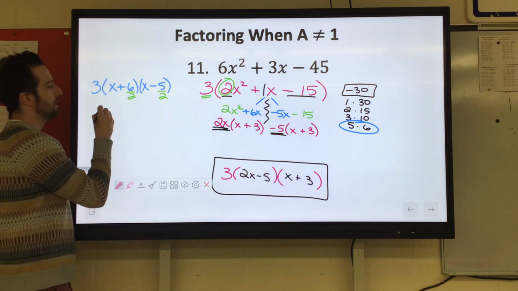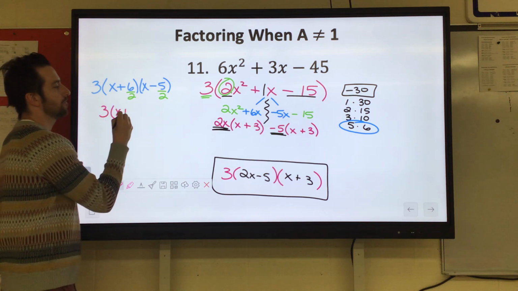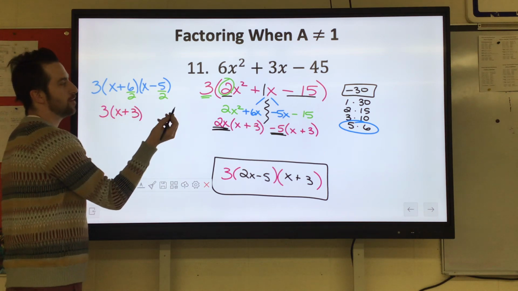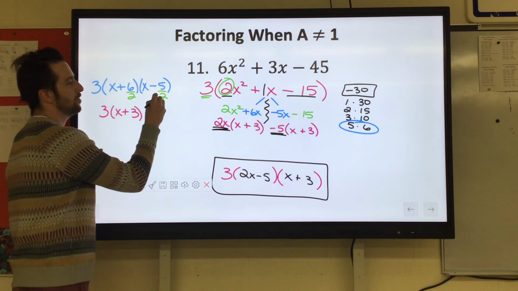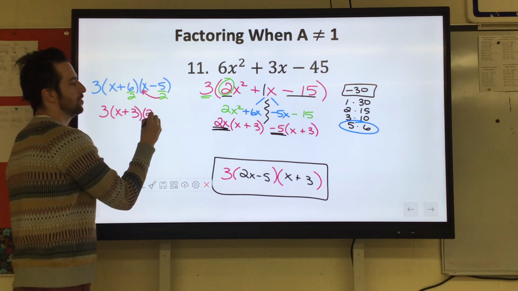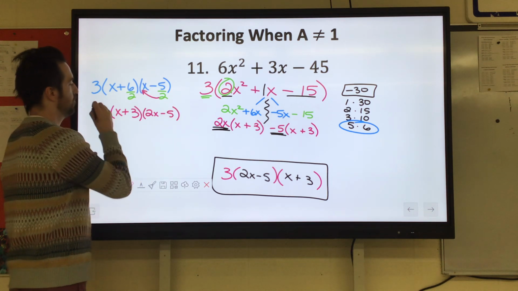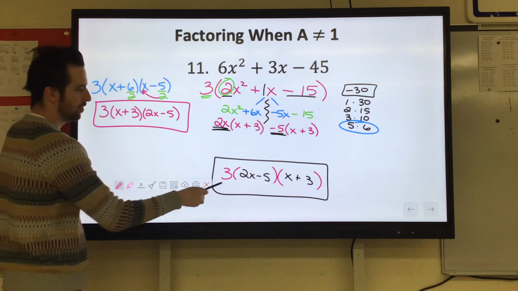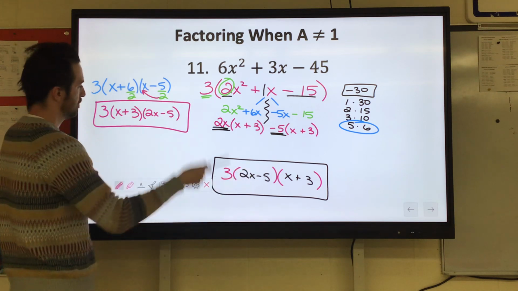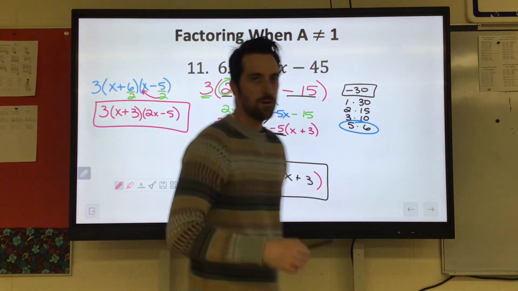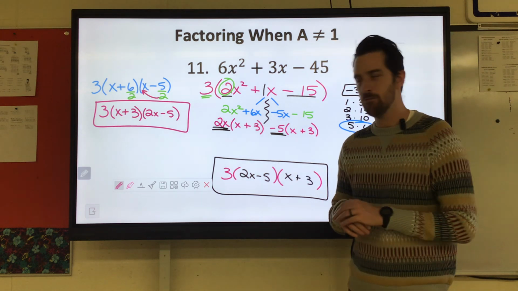6 divided by 2, easy. It's just 3. 5 divided by 2, you can't do. You can't even simplify, so just bring the 2 to the front: 2x minus 5. Let's make sure those are both the same answer. 3, 2x minus 5, x plus 3. Great. One more of these super nasty ones.